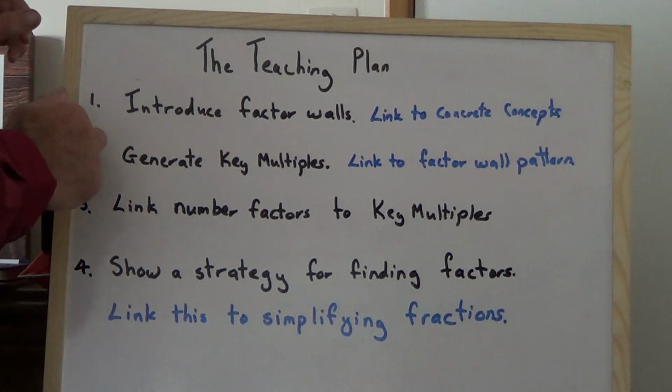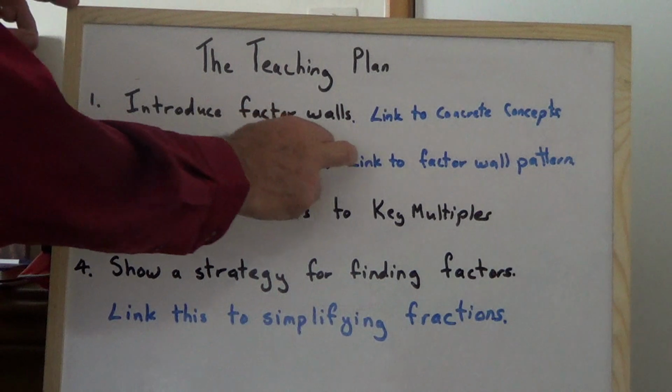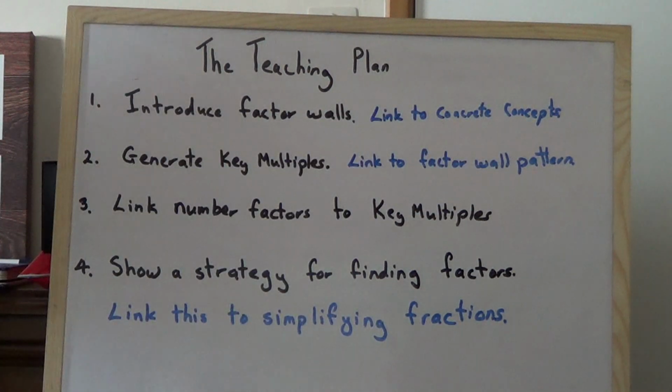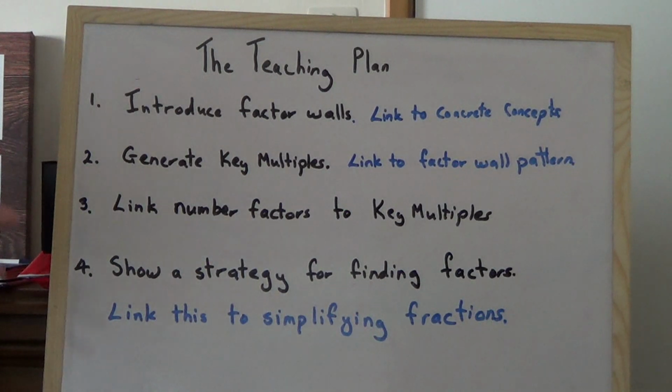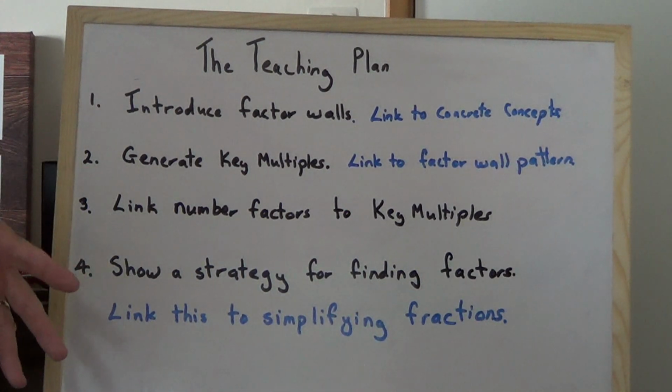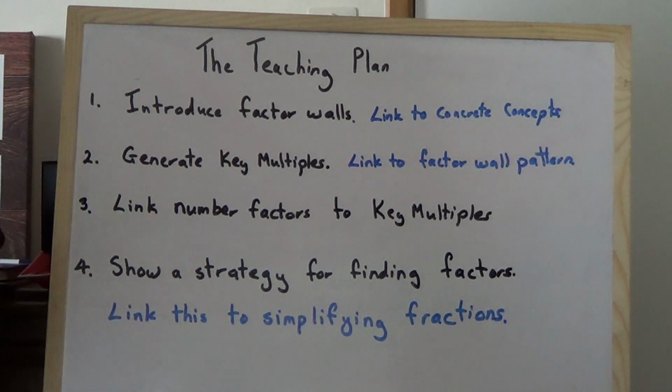On the second part, I'm going to show you how to generate the key multiples that you're going to use to find factors, and I'm going to link that to the factor wall pattern. Then in the next part, I'm going to link number factors to key multiples. All right? And the last thing I'm going to do is show you a strategy for finding factors. I have used this strategy before when I simplified fractions, but rather than have you go back and find it, I'm going to repeat the strategy here in this video. Okay, thank you very much.